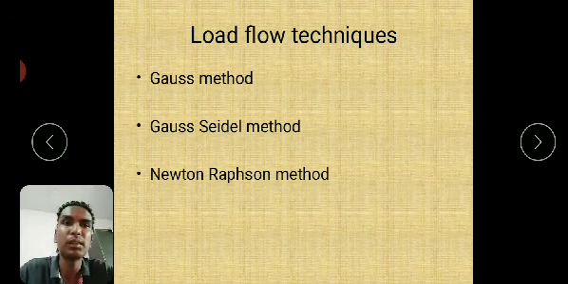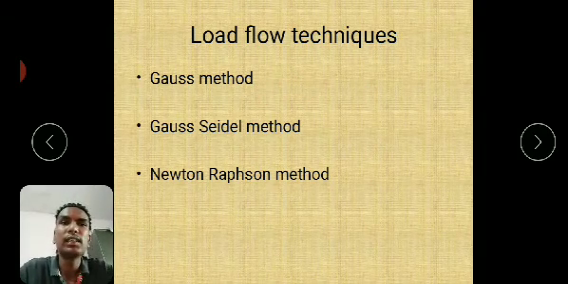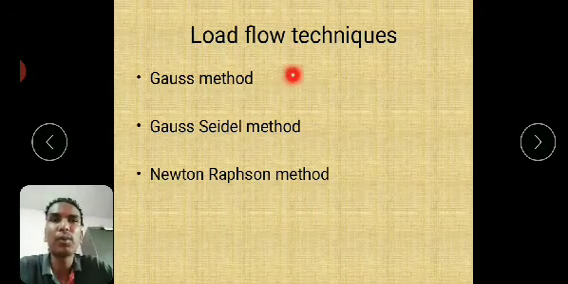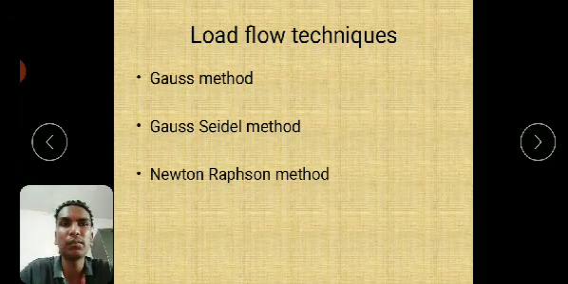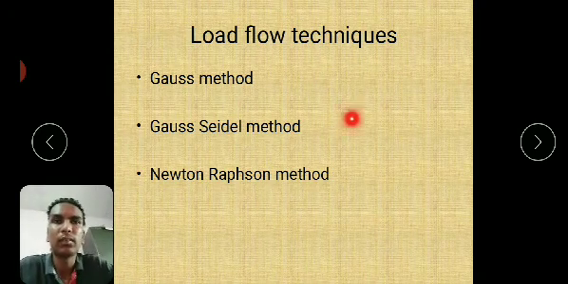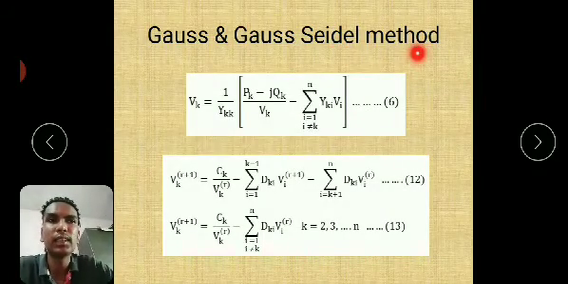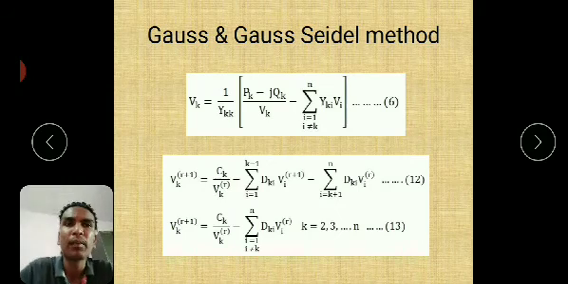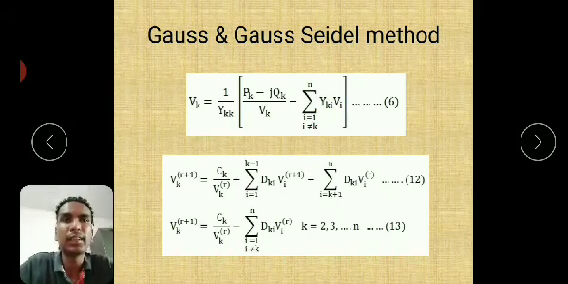So the time consumed by the method to solve the equation is less in Newton-Raphson and more in Gauss. So we often use Newton-Raphson for this advantage. Gauss and Gauss-Seidel are basically one method. We can easily designate it by this equation. This equation is nothing but the final equation for the Gauss and Gauss-Seidel method.